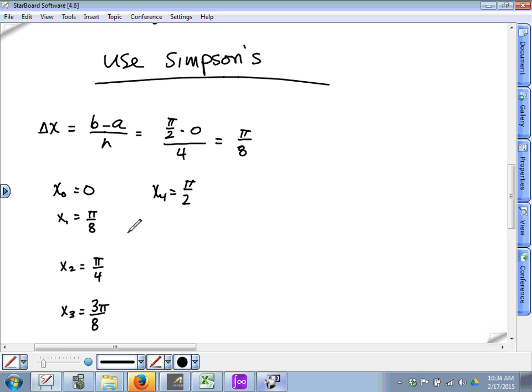You guys with me so far? Yeah. So now Simpsons Rule is b minus a over 3n, so that's pi over 2 divided by 12. See, 3 times 4 is 12, so that's pi over 24.